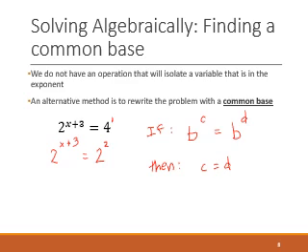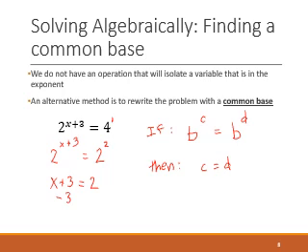One side has a base of 2, the other side has a base of 4. The goal is to get a common base, and that's why you want to rewrite the 4 as 2 squared, because now you have a base of 2 on both sides. Now, as we said on the right-hand side of the slide, if the bases match, then it stands to reason that the exponents must be equal. So that means x plus 3 has to equal 2.